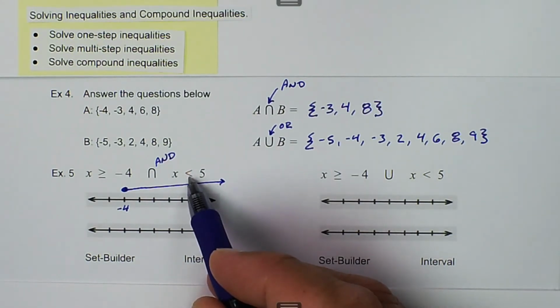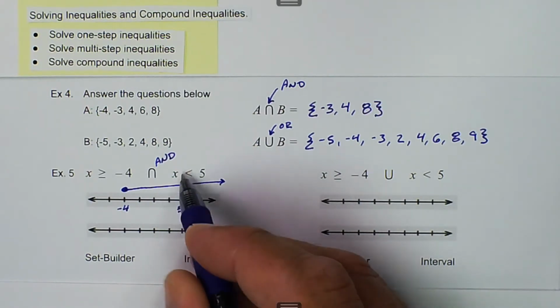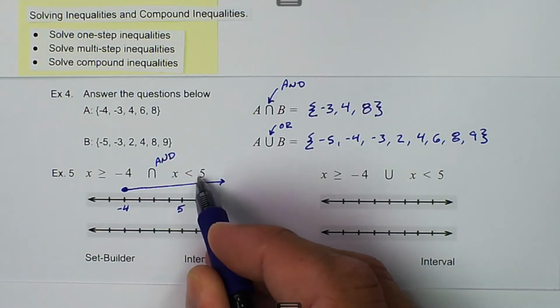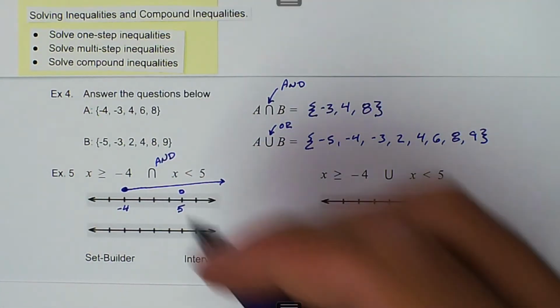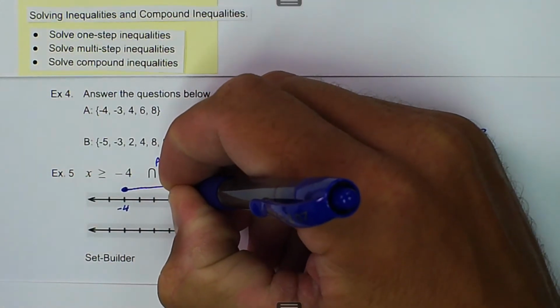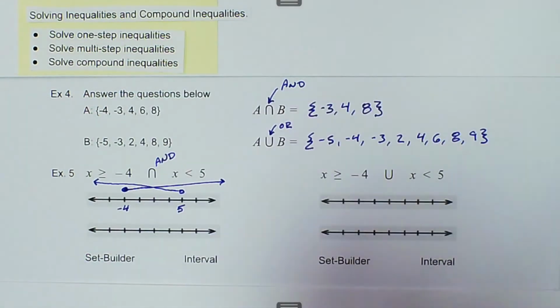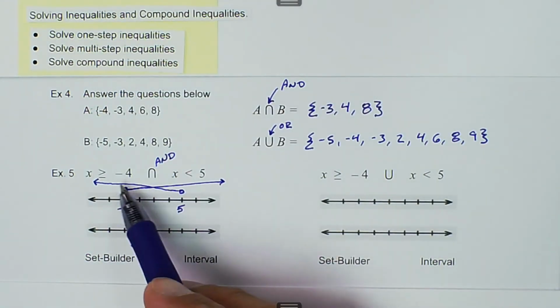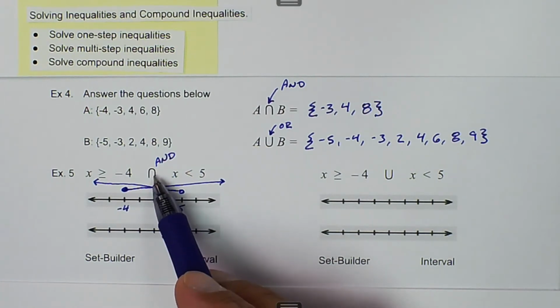x is less than 5. So I'm going to put 5, variable on the left, so the arrow points in the correct direction. 5 is not included, so I'm going to put an open dot at 5, and then I'm going to draw my line going across. Okay, now we have the two sentences drawn on the number line.